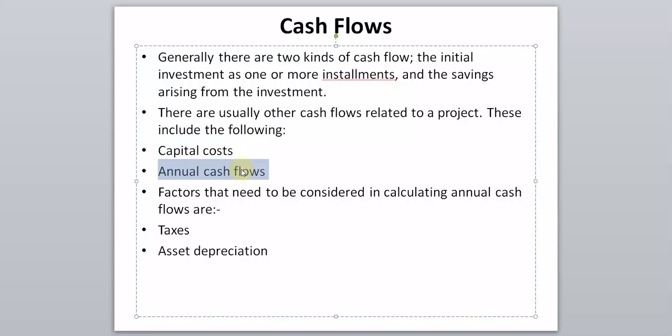Then energy cost, then servicing, then maintenance, then operating labor, and so on. So increases in any of these costs, as I already said, represent negative cash flow, whereas decreases in the cost represent positive cash flow. So now, the factors that need to be considered in calculating annual cash flow. For calculation of annual cash flow, what are the factors required?